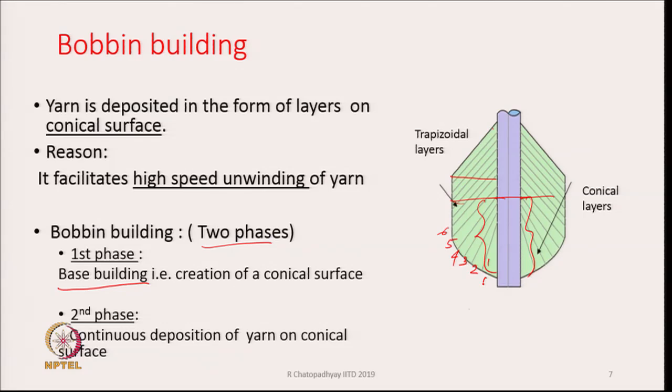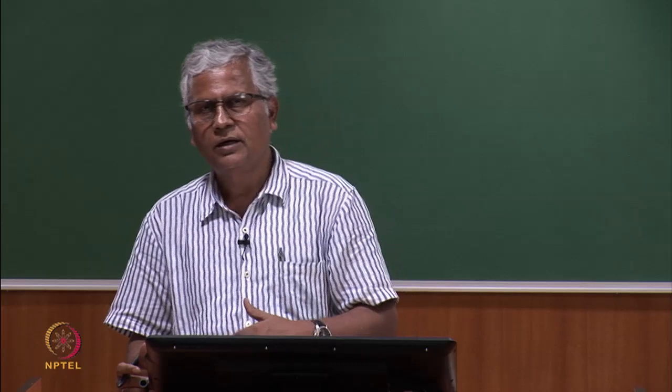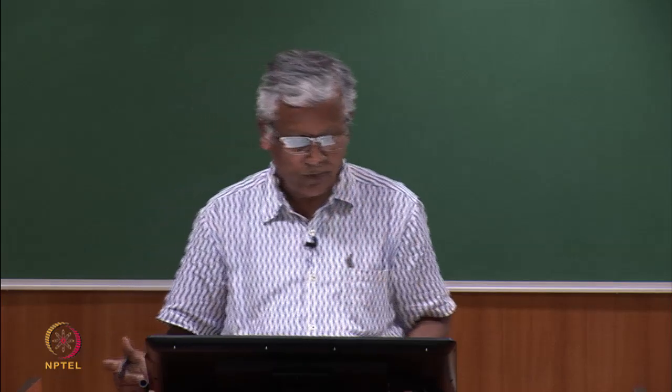The second phase is continuous deposition of yarn on the conical surface. So, base building basically means creation of a conical surface, and once it is done, from then onwards the yarn will always be laid on a conical surface and will keep generating layer after layer till we reach the top part of the bobbin.